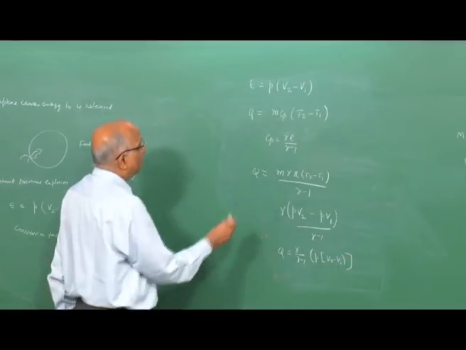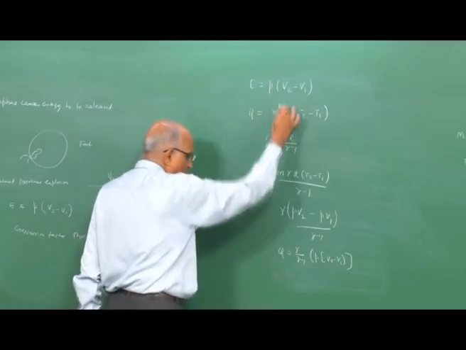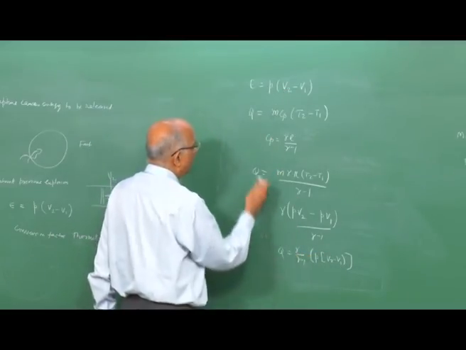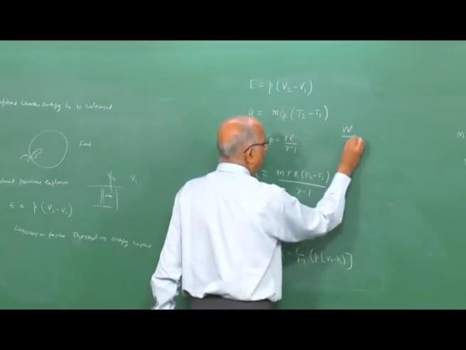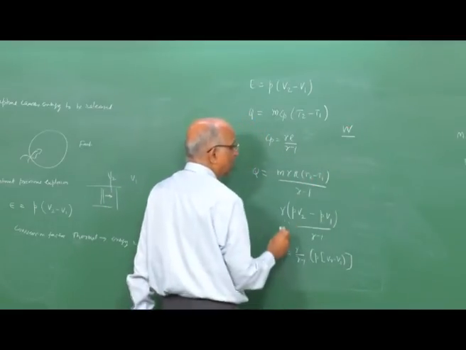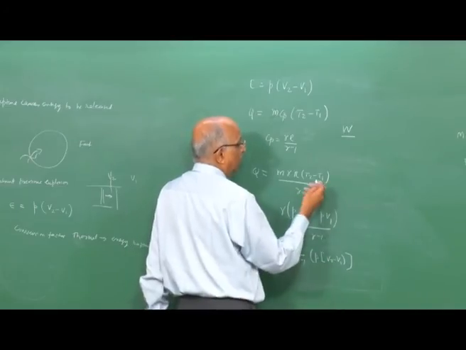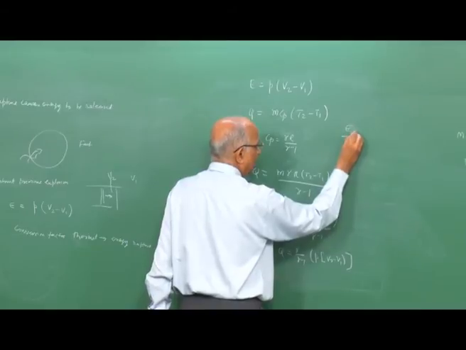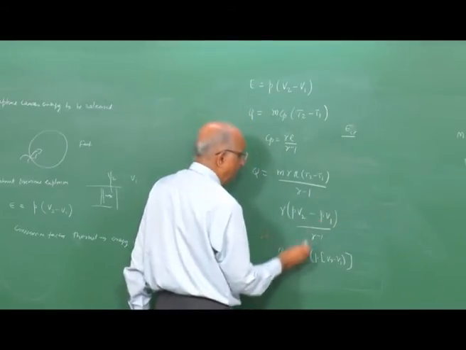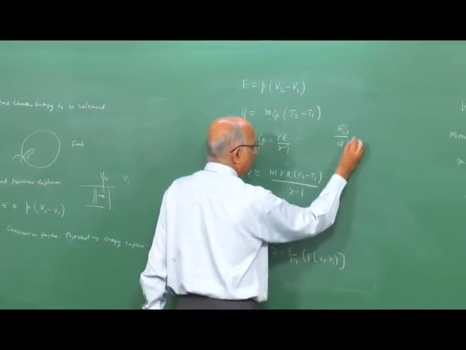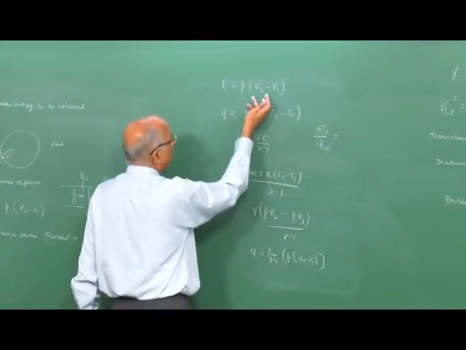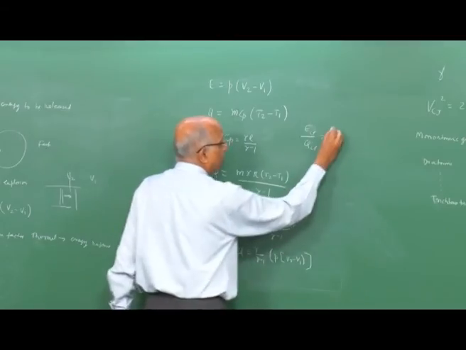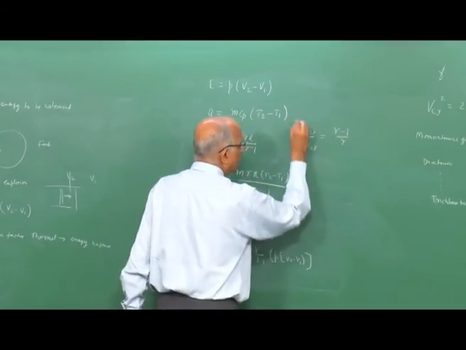What is the work done? Work done is equal to P into V2 minus V1. Therefore, if I take the ratio of the energy released in the constant pressure process, E, divided by Q in a constant pressure process, P into V2 minus V1 cancels, and I get E by Q is equal to gamma minus 1 divided by gamma.